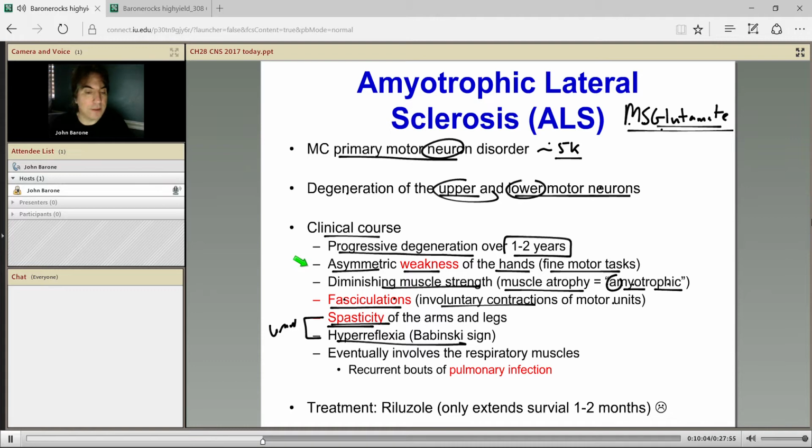Babinski sign. So this is the upper motor neuron. These three are the lower motor neuron. And then eventually it's going to weaken the respiratory muscles. So she tries to cough, you can't really cough well, and you keep getting pneumonia until it takes you. That's the old man's friend.